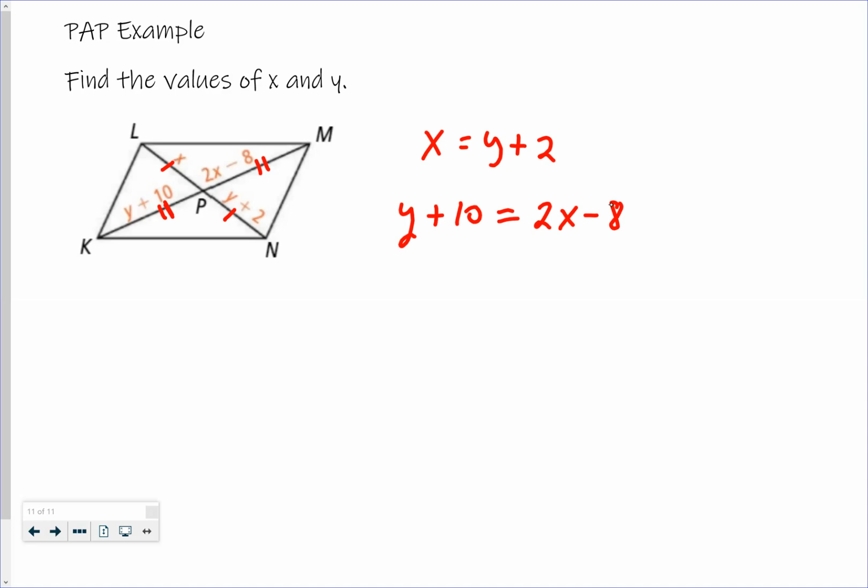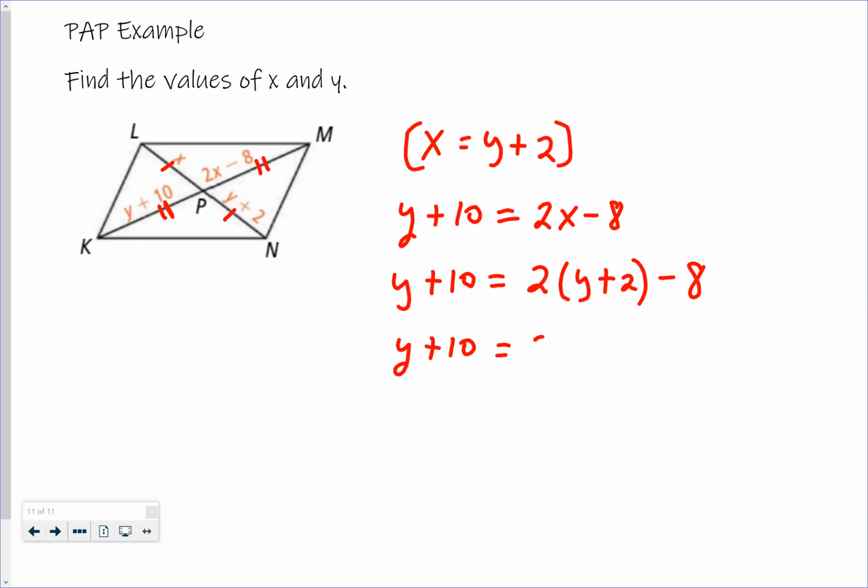There's a couple ways you can go about doing this, but I see right now I already have one equation solved for x. So I'm going to do substitution. I'm going to take this equation here, and in my second equation, wherever I see x, I'm going to plug in this y plus 2. So I've got y plus 10. Then I have 2 times x, right? So instead of x, I'm putting y plus 2, because x is equal to that. We have minus 8. So now y plus 10 is equal to 2y plus 4 minus 8. So y plus 10 is equal to 2y minus 4.